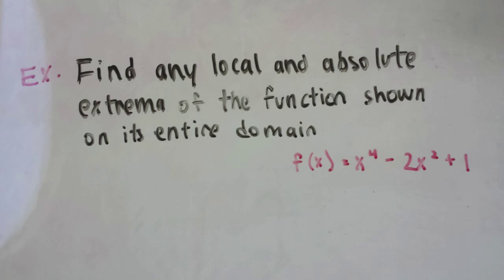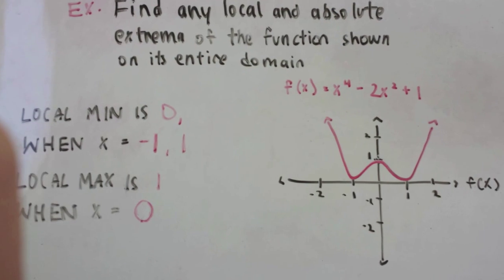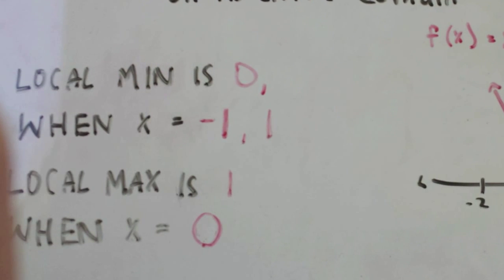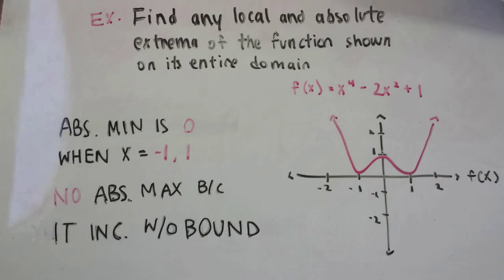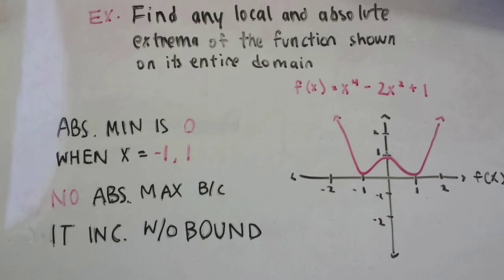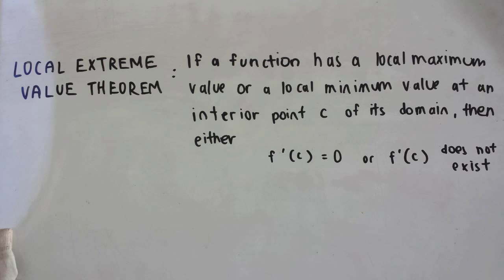Find any local and absolute extrema of the function shown on its entire domain. f of x equals x to the fourth minus 2x squared plus 1. So simply graph the function and observe that the local max is 1 when x equals 0 while the min is 0 at x equals negative 1 and 1. The absolute minimum is 0 because it is bounded below while there is no absolute maximum because f of x increases without bound. So here's some more calculus terms to make your vocabulary boundless.